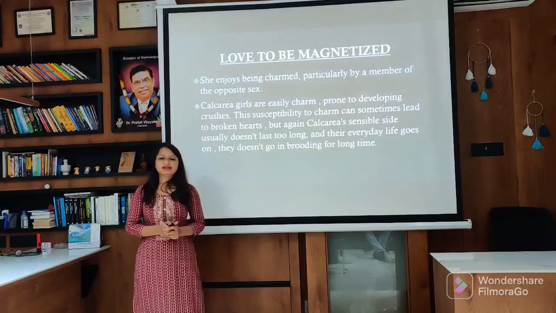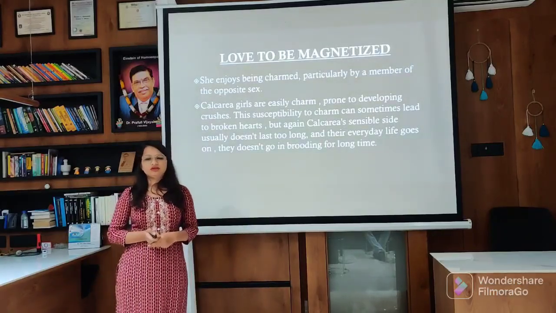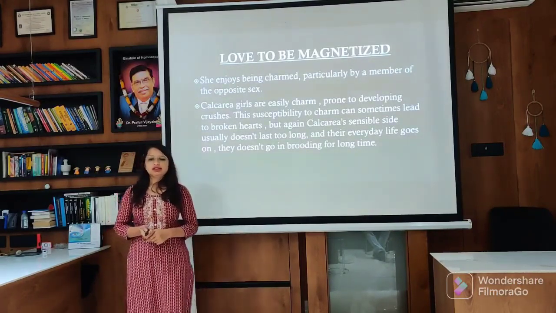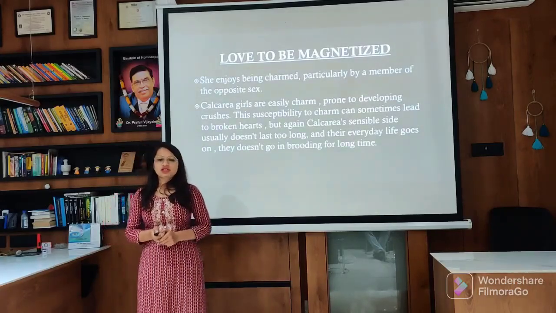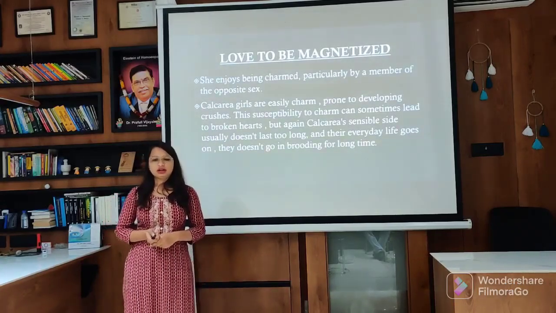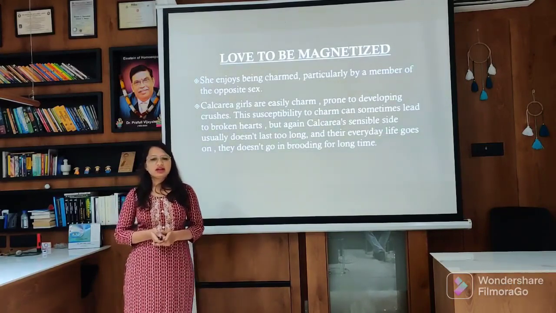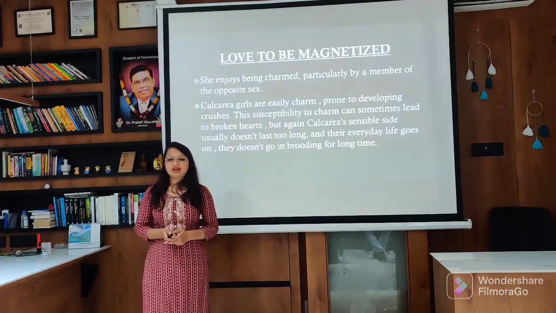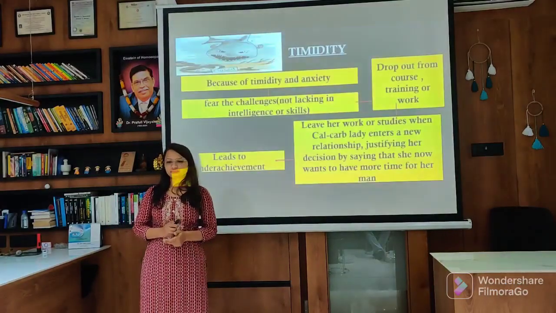Loves to be magnetized. She enjoys being charmed, particularly by members of the opposite sex. Calcarea girls are easily charmed, prone to developing crushes. This susceptibility to charm can sometimes lead to a broken heart. But again, Calcarea's sensitive side usually does not last long, and their everyday life goes on. They do not go into brooding for a long time.